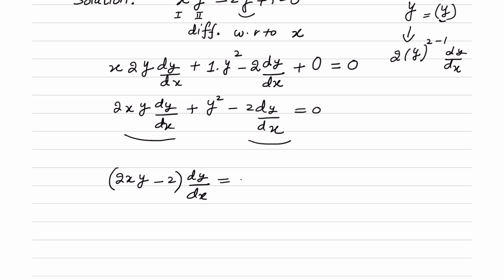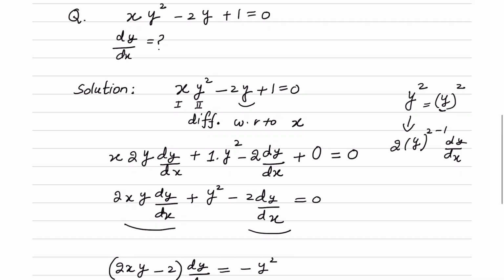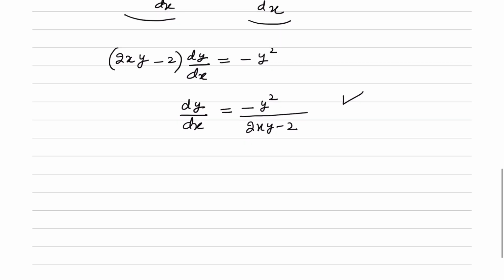And y square goes over there with the change of sign. We are trying to find dy by dx. So we get minus y square whole divided by 2xy minus 2. So this dy by dx is called the implicit derivative for this expression xy square minus 2y plus 1 equal to 0. This is how we attempt the implicit differentiation questions.